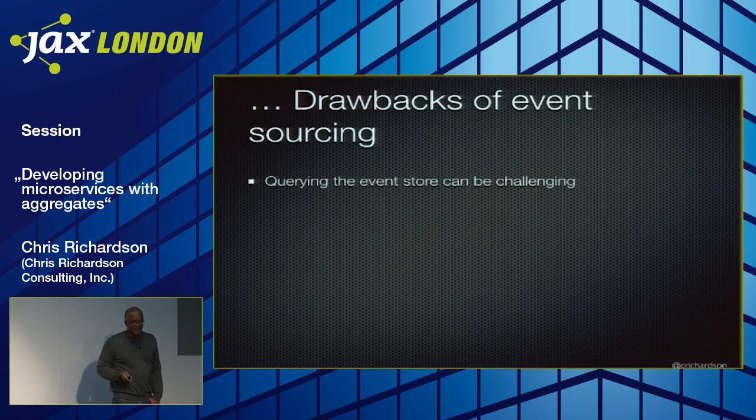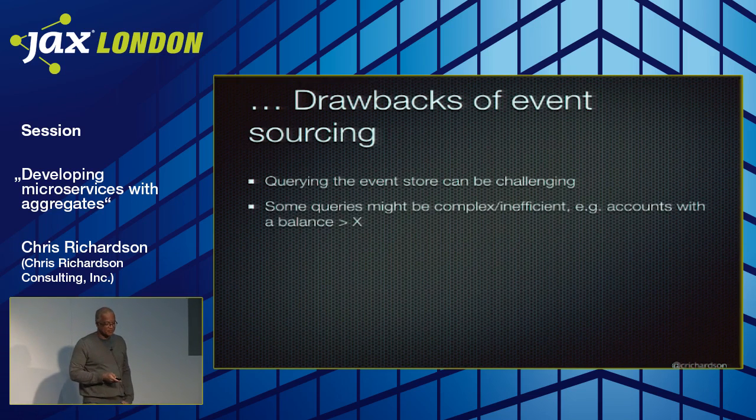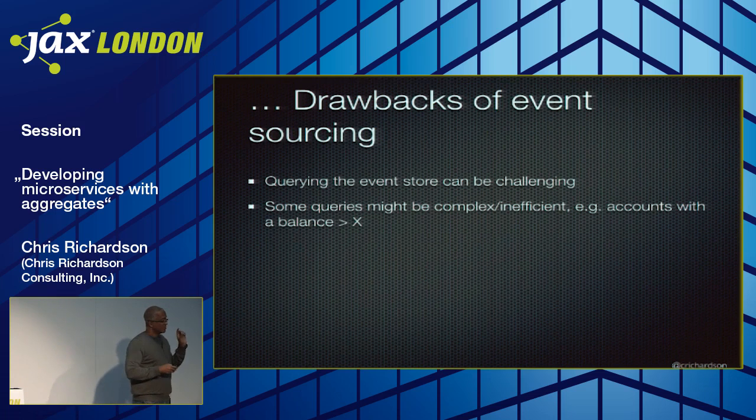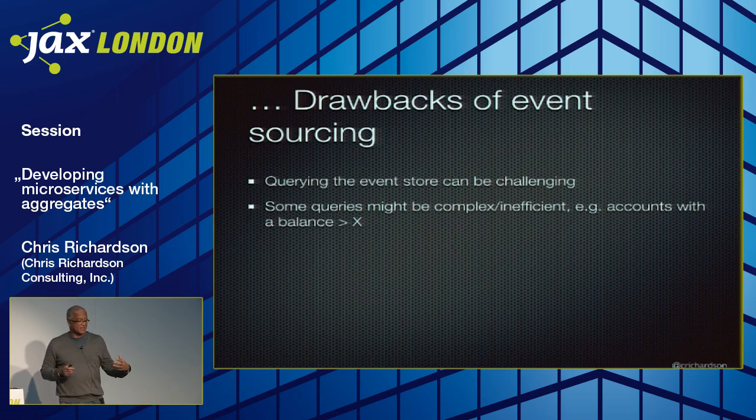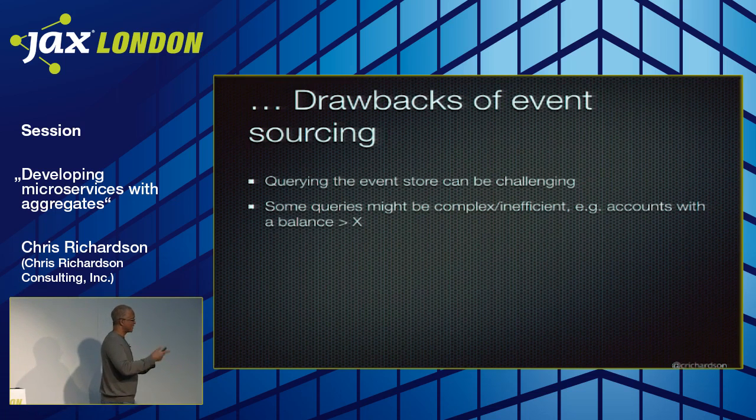Another issue you have to deal with is that querying the event store is challenging. So for instance, a trivial query would be like find accounts whose balance is greater than X. Normally, in a normal schema, there is a column that has the balance, so it's just a simple select statement. When you're using an event store, there's no explicit representation of the current state. So a simple query like this would actually have to use a nested select that would fold the events together. And that would get complicated real fast and possibly inefficient as well.